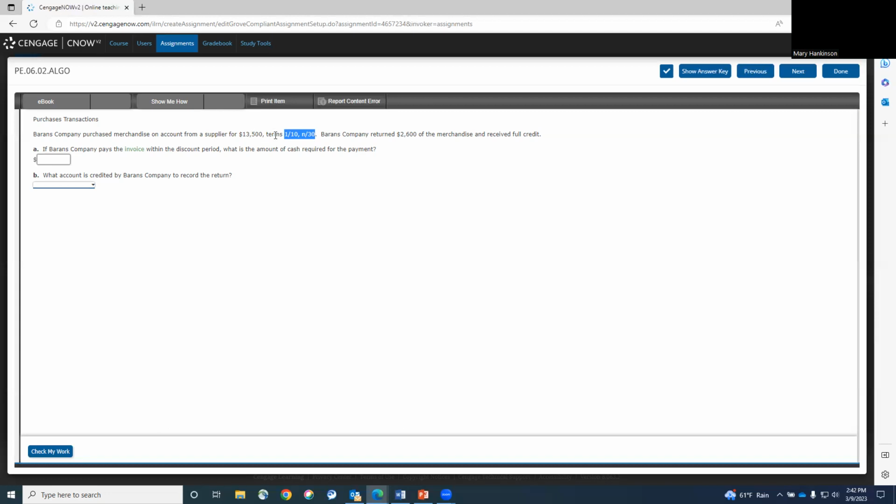Some of you may be thinking 1% doesn't sound like a big deal, but if your total is $13,500, well, 1% is a significant amount. You'll be saving $135. And of course, this will add up over time.